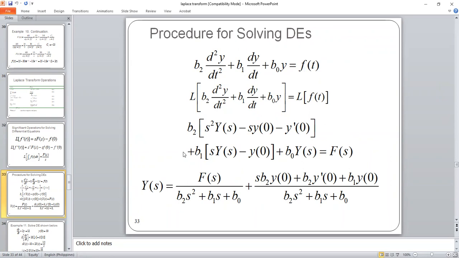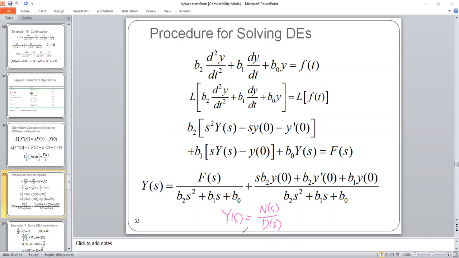Your goal after doing this is to isolate the Y(s) on the left side of the equation and come up with an expression equivalent to N(s) over D(s), which you can invert. Of course, this is invertible if the functions that were given to you are within the table that was given to you in the formula.